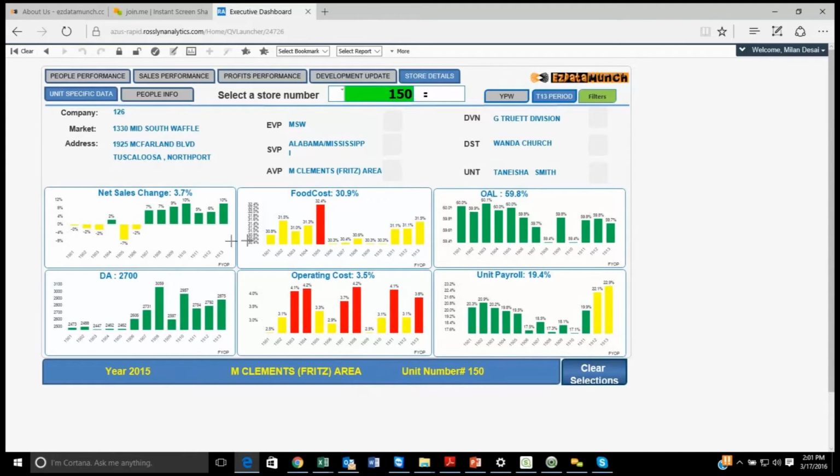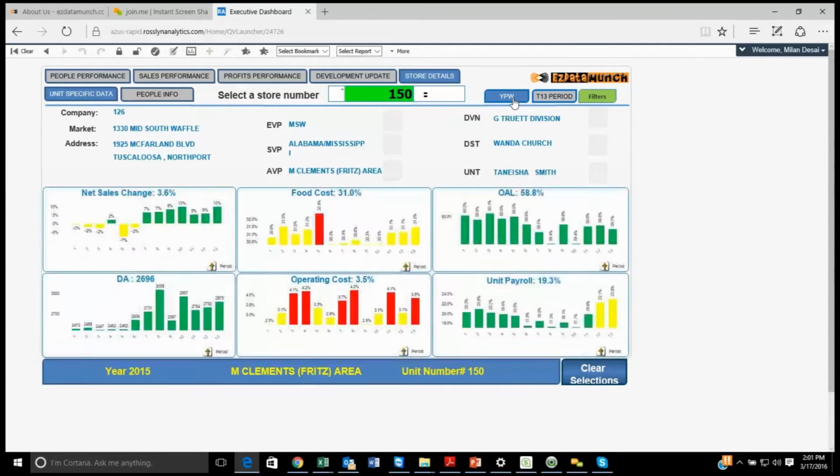And now you see the performance of this store, and we are looking at all the different KPIs: what is the net sales change, what is the food cost, what is the overall margin that you have, what's your unit payroll, what's your operating cost, what's your daily average. As you can see, the daily average over a period of time is actually changing. Now you're looking at a trailing 13 period kind of analysis. You can also look at year, period, and week analysis, and that can give you, again, a very good understanding of how things have been moving between different periods.